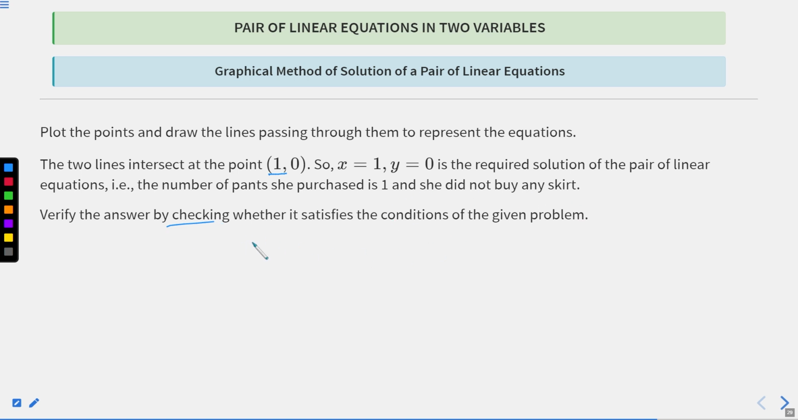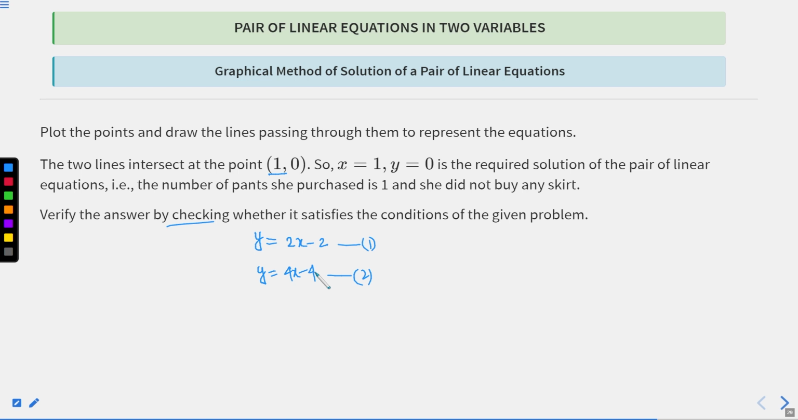In the given problem we have this pair of linear equations: y is equal to 2x minus 2 and y is equal to 4x minus 4. Now you can check by substituting the value of x equal to 1 and y equal to 0. If we substitute x equal to 1 and y equal to 0, you can easily verify that equation number 1 and equation number 2 are both satisfied by x equal to 1 and y equal to 0.